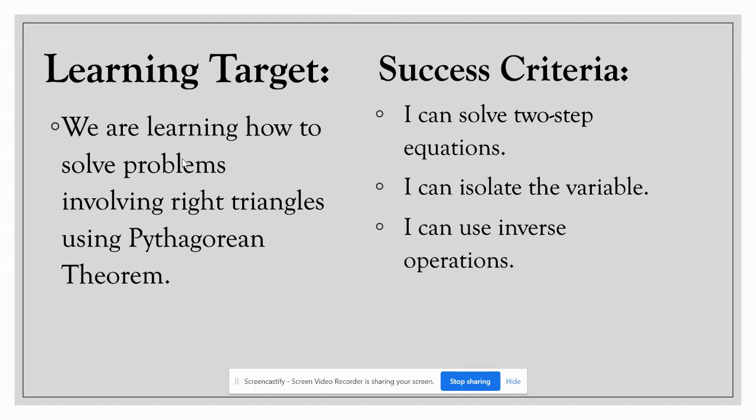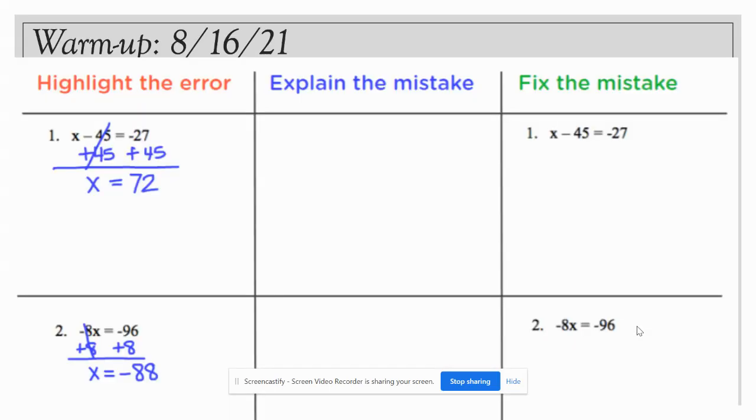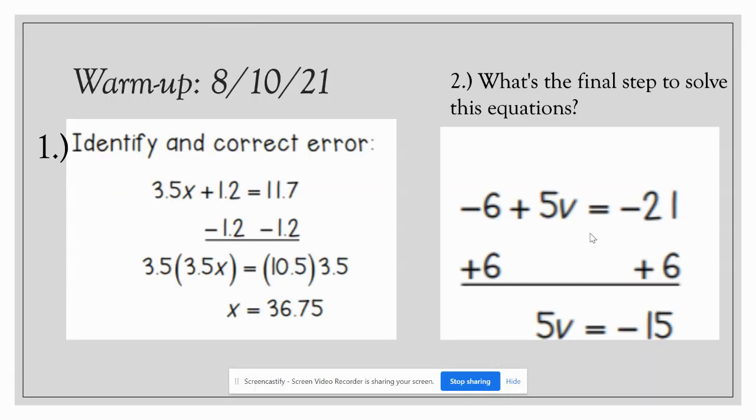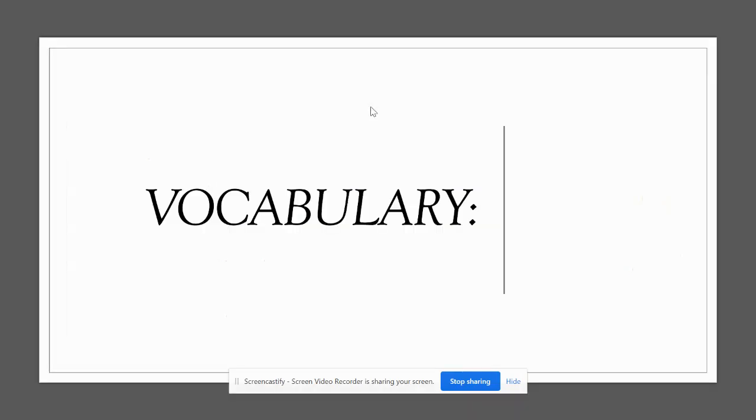And let me go back. Please make sure you write the learning target success criteria on your opening and closing sheet for Monday, which is August 16th. Explain the mistake and then go back and solve the equation to get the correct answer. This was the warm-up from last Tuesday. Again, if you want me to go over that, please go back to the other video.